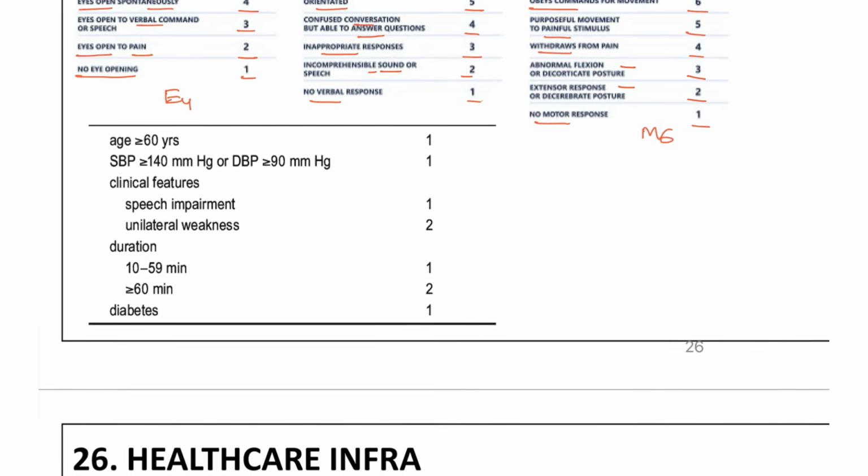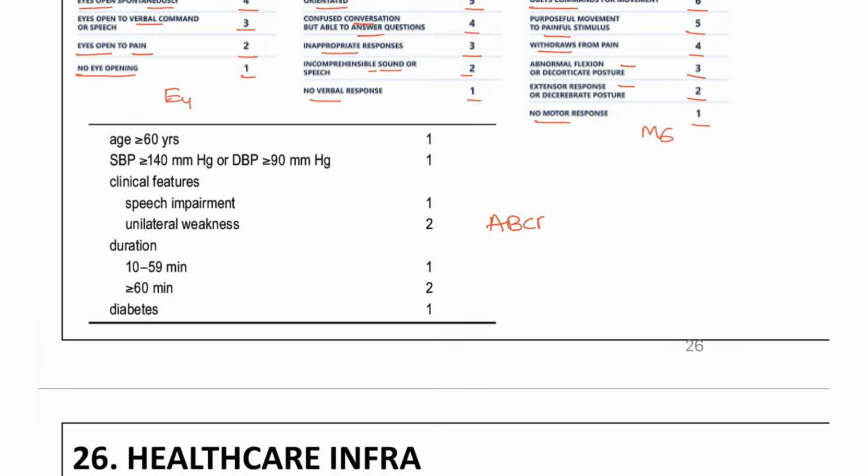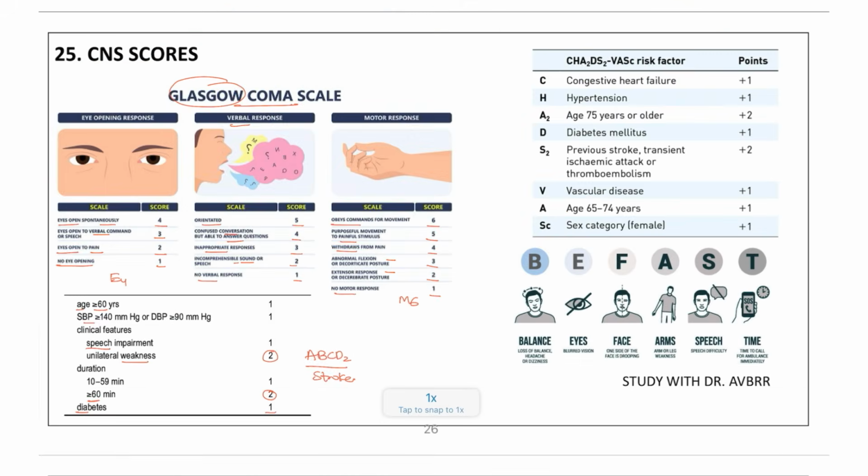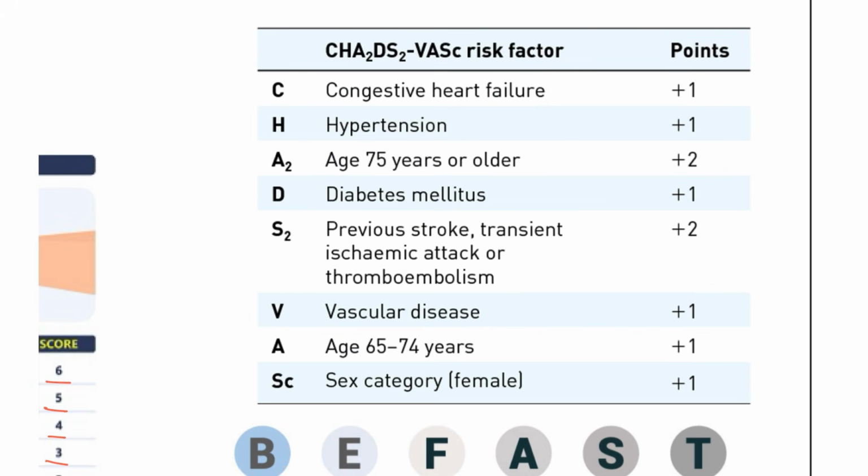Okay, next, this is the ABCD2 score for the patients of the stroke. A is for more than 60 years, BP more than 140 by 90, and clinical features such as speech impairment is 1, unilateral weakness is 2, and duration more than 60 minutes is 2, and diabetes mellitus is 1. Next, CHADS. This is a CHADS score.